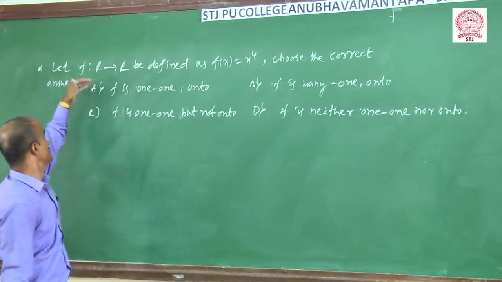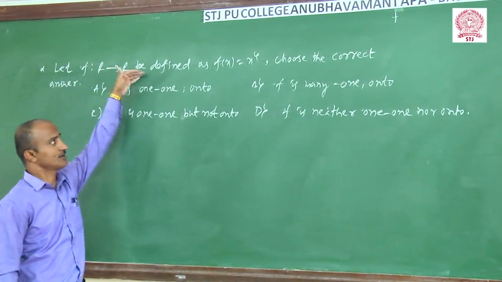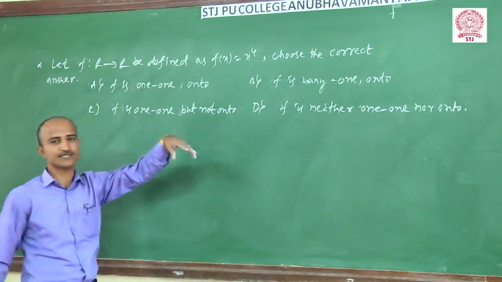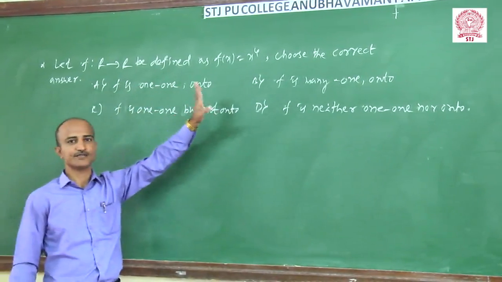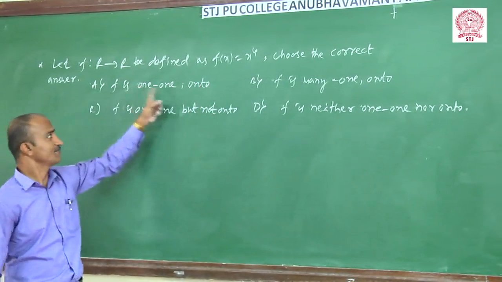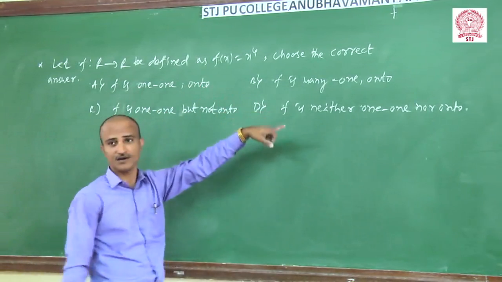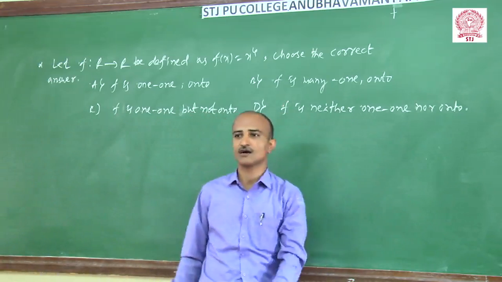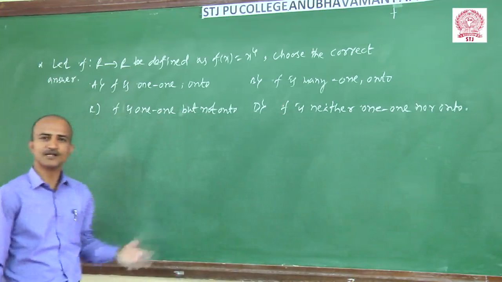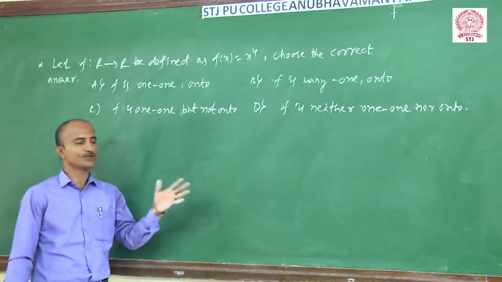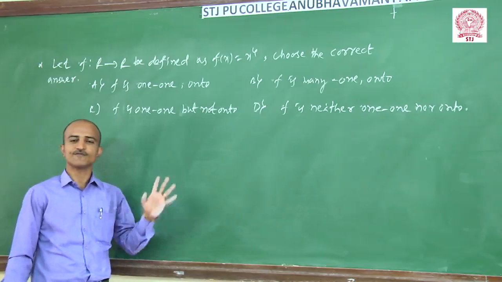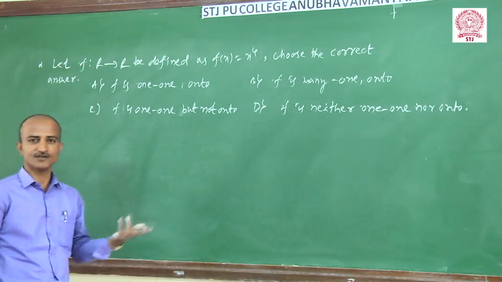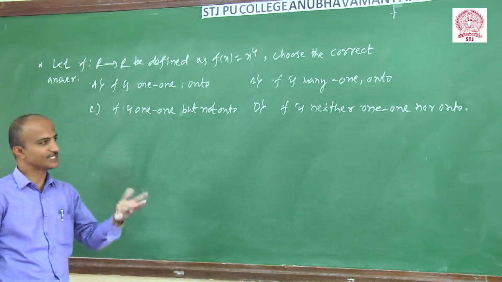Here we have a question. A f is defined from R to R as f of x is equal to x power 4. We need to choose the correct answer. Means in the given options we need to choose the correct. They have given that f is 1 to 1 onto, f is many 1 onto, f is 1 to 1 but not onto, f is neither 1 to 1 nor onto. So far we have solved many problems regarding 1 to 1 and onto. So if the function satisfies the respective condition, obviously we will say that function is 1 to 1 onto. If it is both 1 to 1 and onto, then it is bijective.